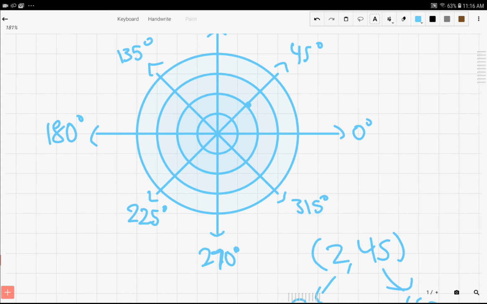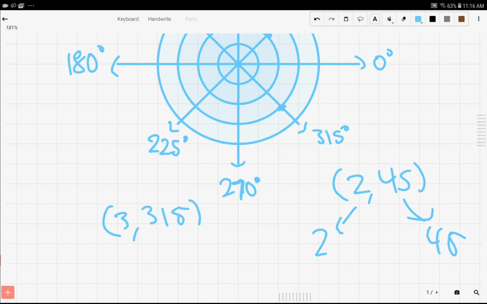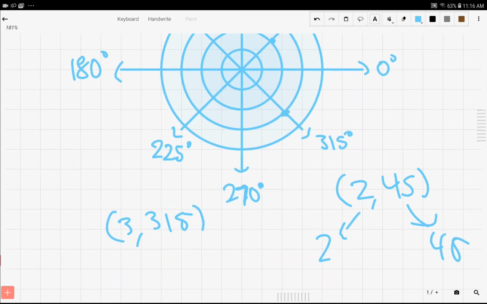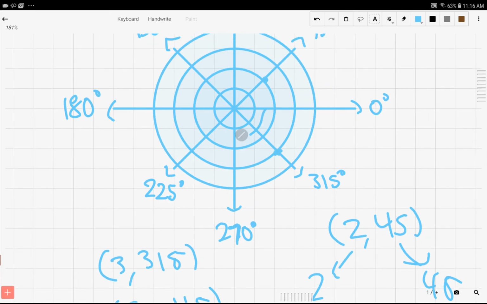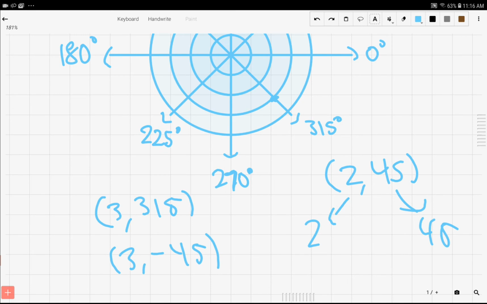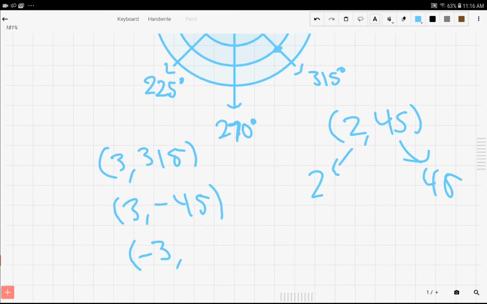Now, let's say we also have a point right here. This point would be expressed as (3, 315°), which is basically the same. However, if we want to express this in a different way, we can write this actually as (3, -45°), because it is also negative 45 degrees, technically. And we can also express it actually as (-3, 135°).